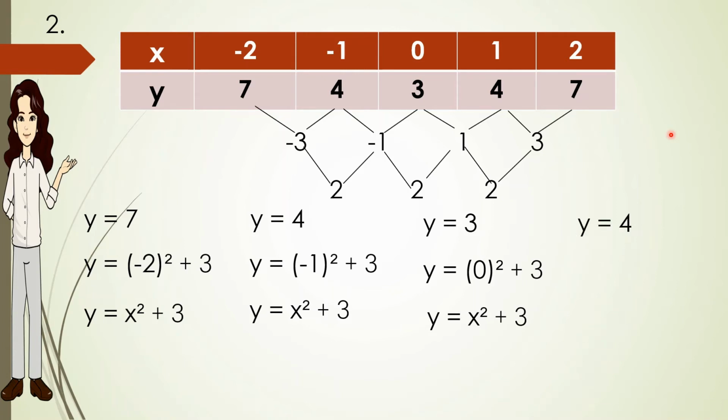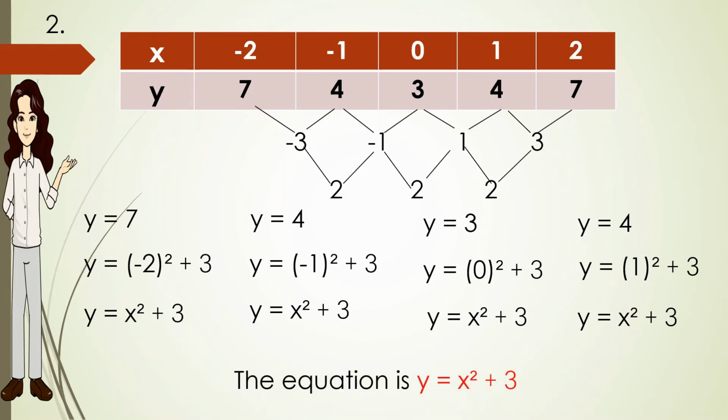Okay, sa fourth, y is equal to 4. So kung isa-substitute natin ang 1 doon sa x, so 1 times 1 is 1. Then add 3, so 1 plus 3 is 4. So tama yung y natin is 4. So gagamitin din natin yung ating equation na y is equal to x squared plus 3. So makikita nyo pare-parehas na yung ating pattern. So it is also the same as the last example. The equation is y is equal to x squared plus 3. So yun, nakuha na natin yung equation of quadratic function.